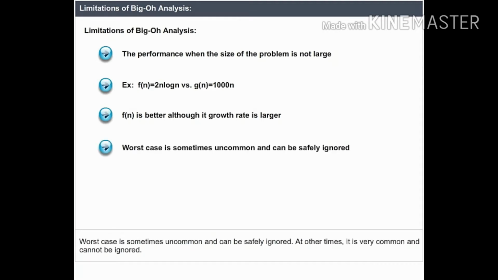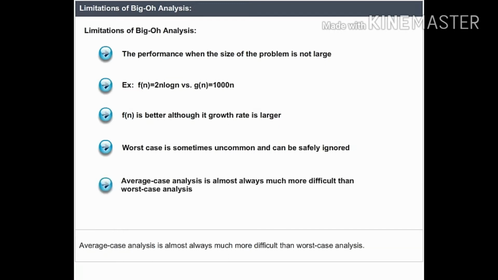Worst case is sometimes uncommon and can be safely ignored. At other times, it is very common and cannot be ignored. Average case analysis is almost always much more difficult than worst case analysis.